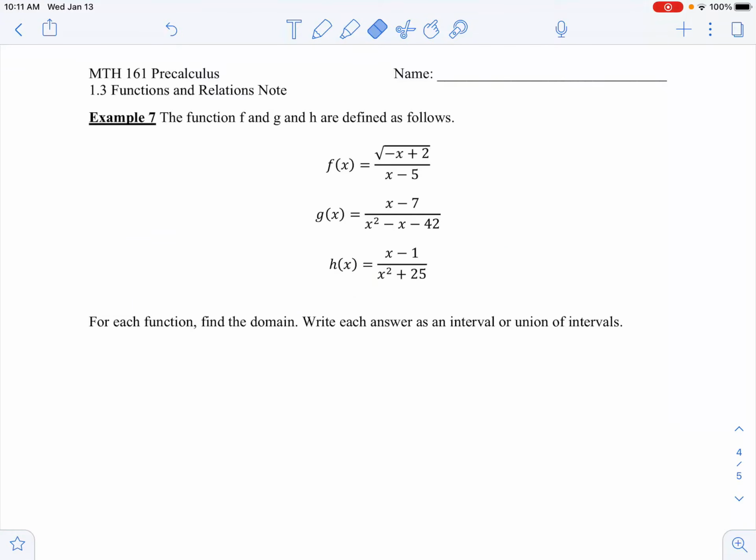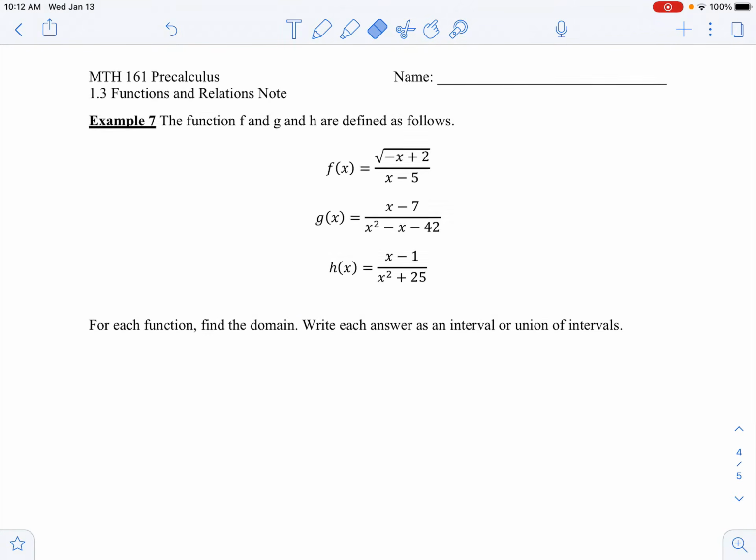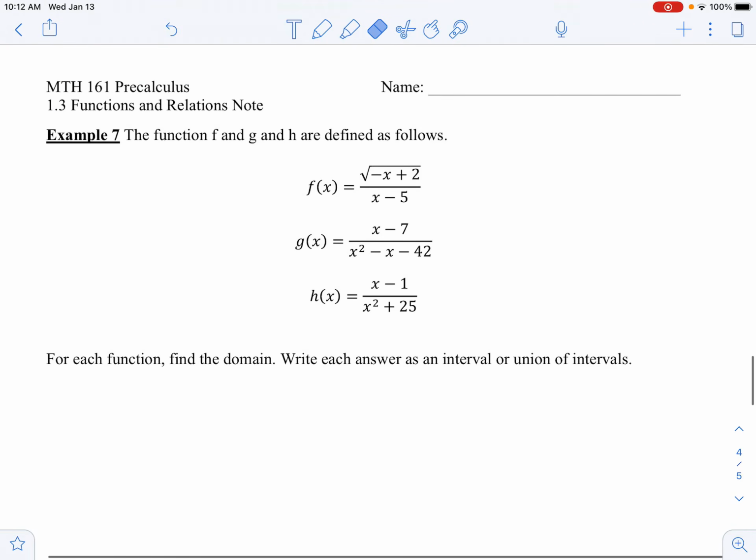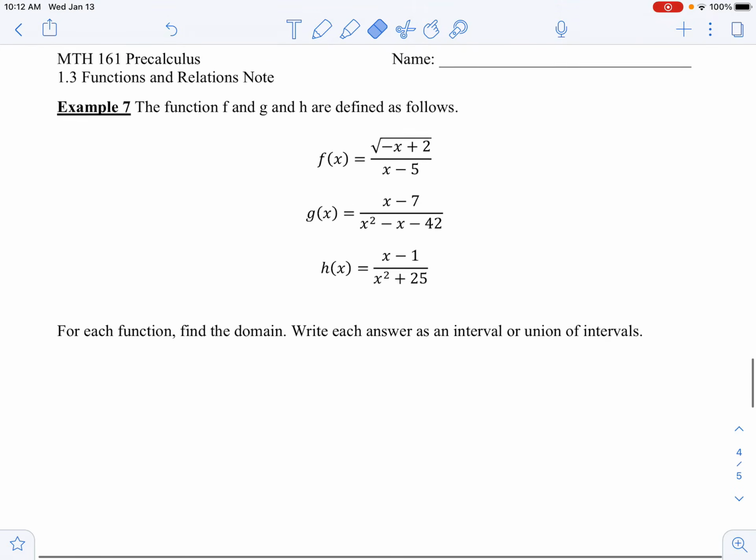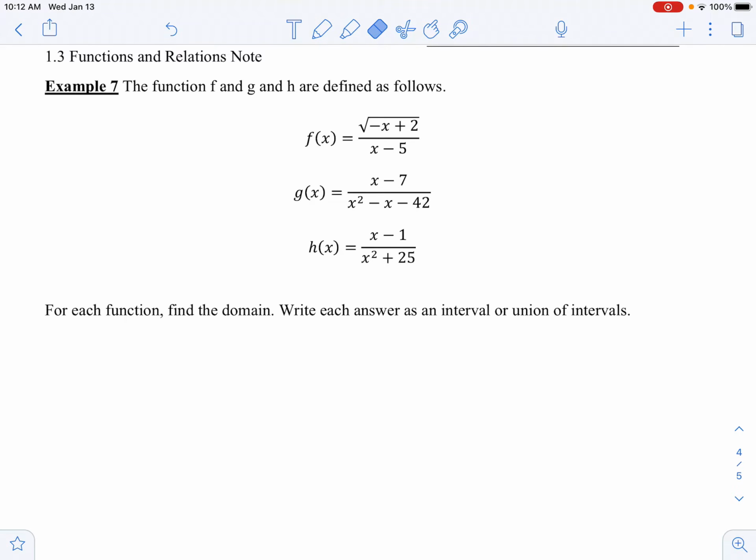In this video, I'm going to go over example 7 on 1.3 functions and relations notes. The functions f, g, and h are defined as follows. We have 3 functions to look at. For each function, find the domain. Write each answer as an interval or union of intervals.